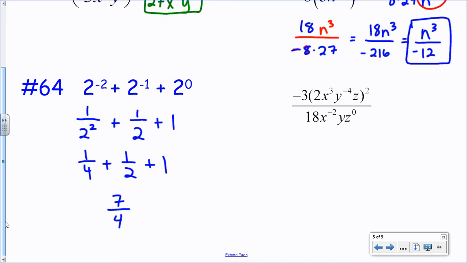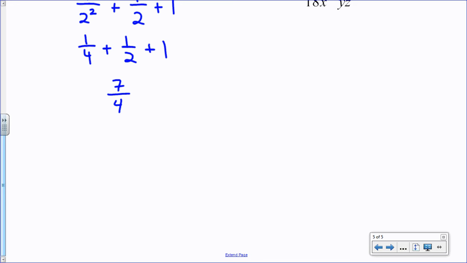However, if these were x's, so if I had x to the negative 2 plus x to the negative 1 plus x to the 0, that's 1 over x squared plus 1 over x plus 1. I cannot combine those because they're not like terms. So I would be done here. I can't do anything with those. Okay?